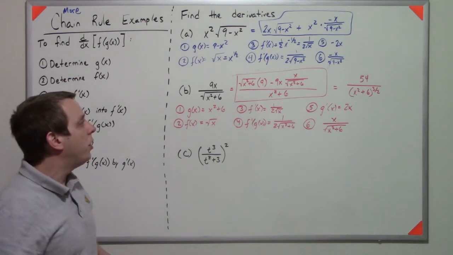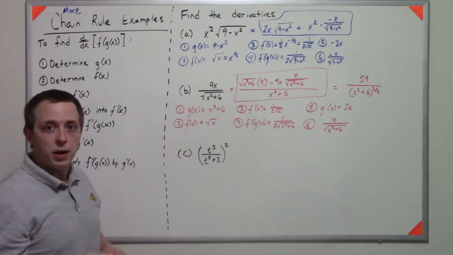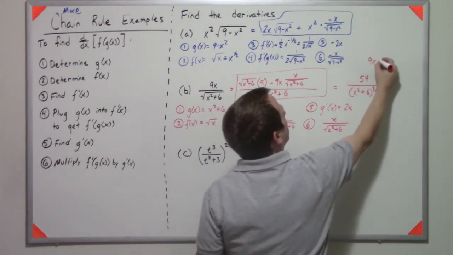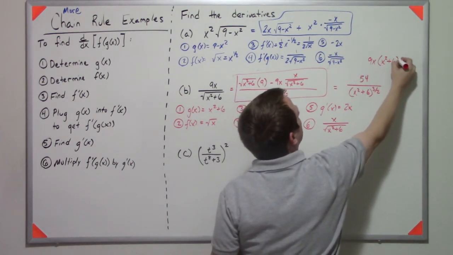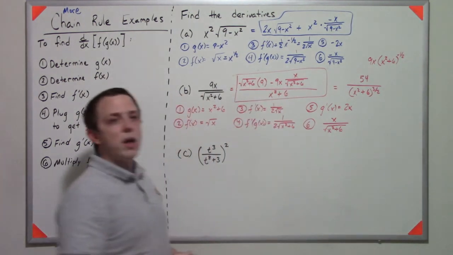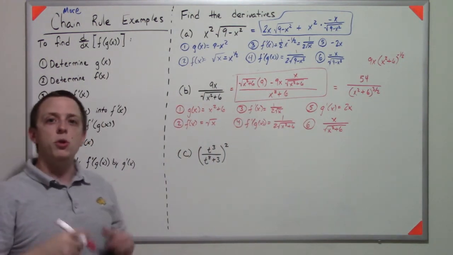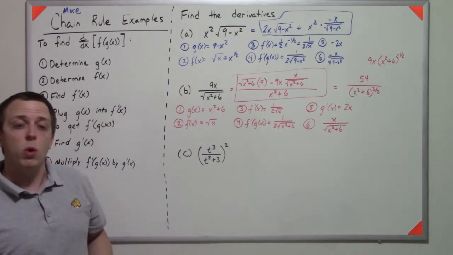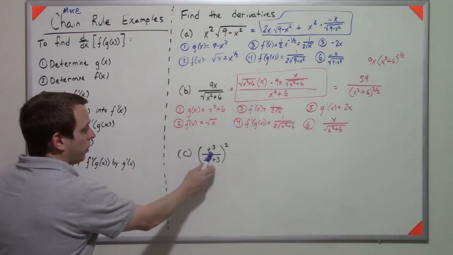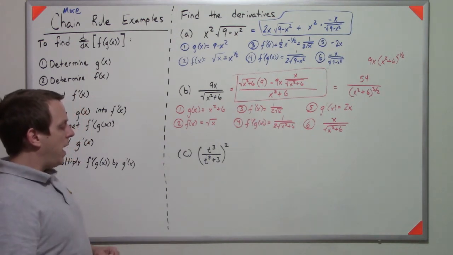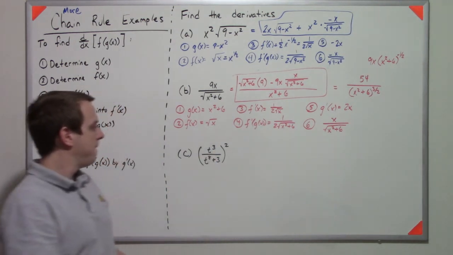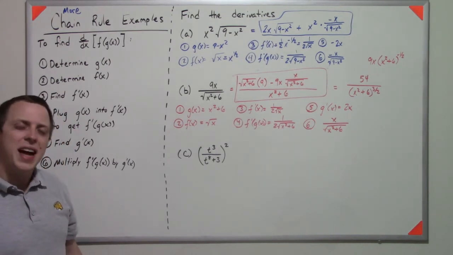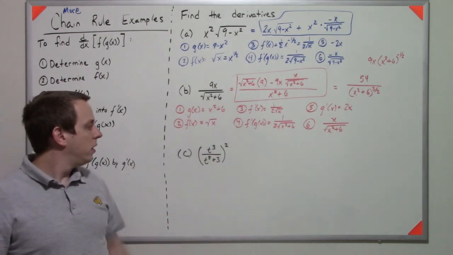It's also important to note that this could be rewritten, if you wanted to, as 9x times x squared plus 6 to the negative 1/2. And why is that important? Well, because then you could do it with a product rule, and maybe you prefer doing that instead of using quotient rule. So this thing here, what I have is a quotient, but that quotient's actually inside of something squared.